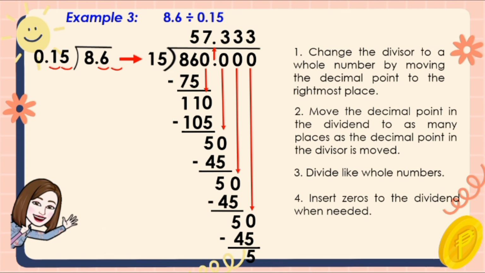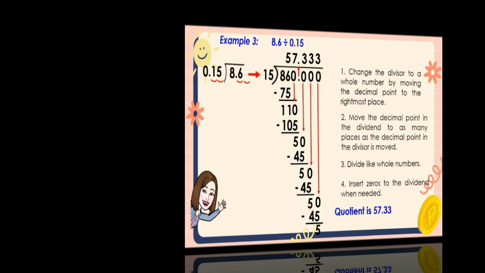Okay, kapag ganito ang lumabas, ang tawag po dito ay repeated non-terminating decimals. So, kahit ituloy po natin ito, mag-divide tayo ng mag-divide, hindi po yan matatapos. Dahil yan po ang ibig sabihin ng repeated non-terminating decimals. Hindi po talaga yan matatapos. So, kapag ganito ang case, kukunin lang natin ang 2 decimal places. Therefore, the quotient is 57 and 33 hundredths.